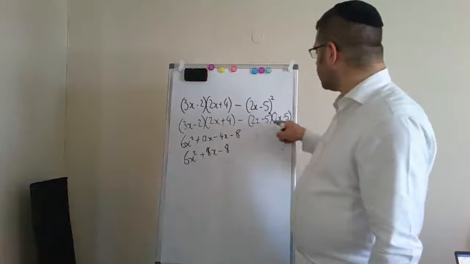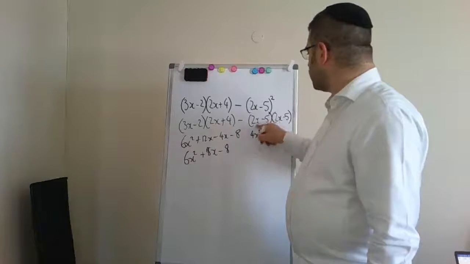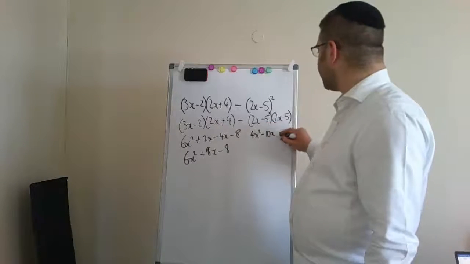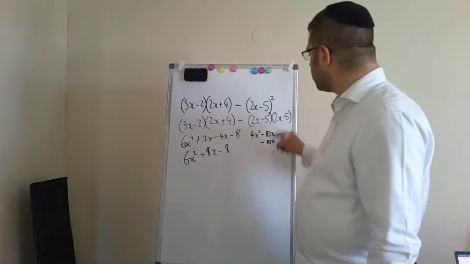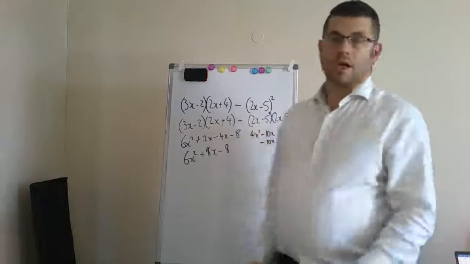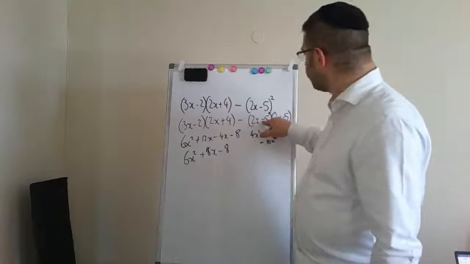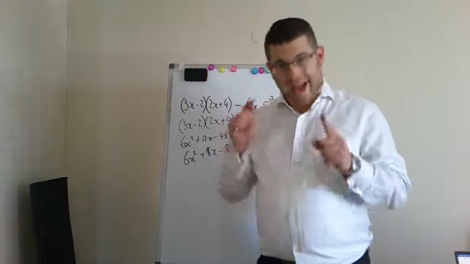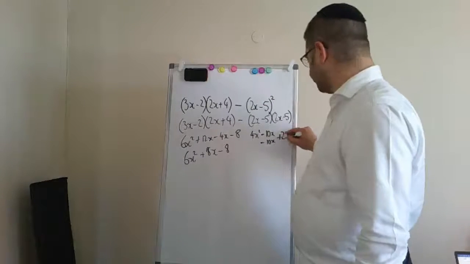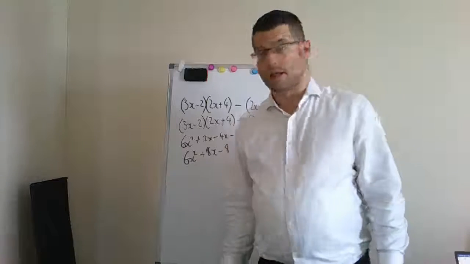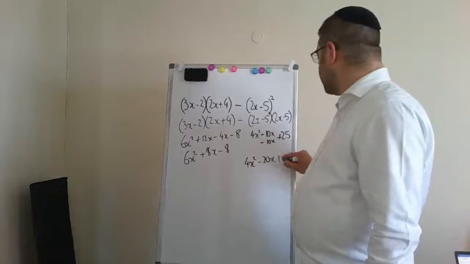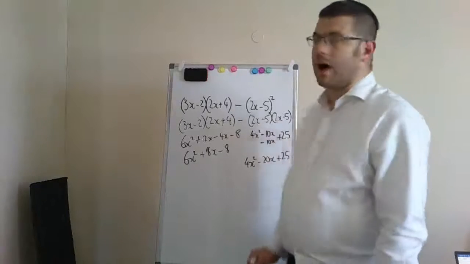This would be 2x and 2x is 4x squared. 2x and minus 5 is minus 10x. Minus 5 and 2x is another minus 10x. Minus 5 and minus 5. Be careful. Look at both of those negatives. It's not minus 25. You've got minus 5 and another minus 5. Look carefully for signs. Minus 5 times minus 5 is plus 25. Then those two minus 10x can combine. You get 4x squared minus 20x plus 25.